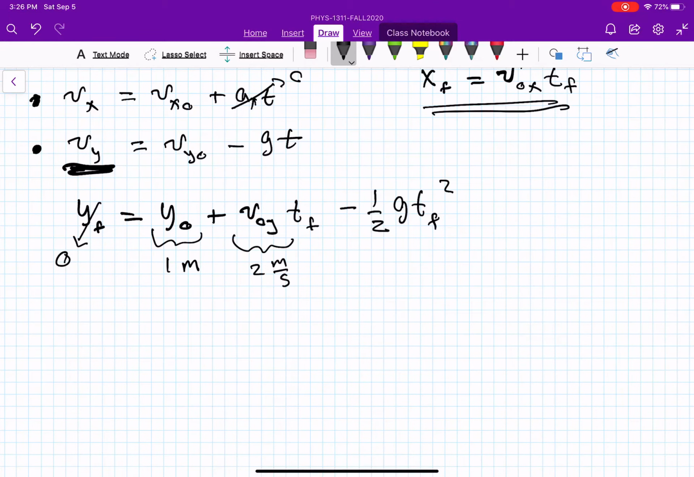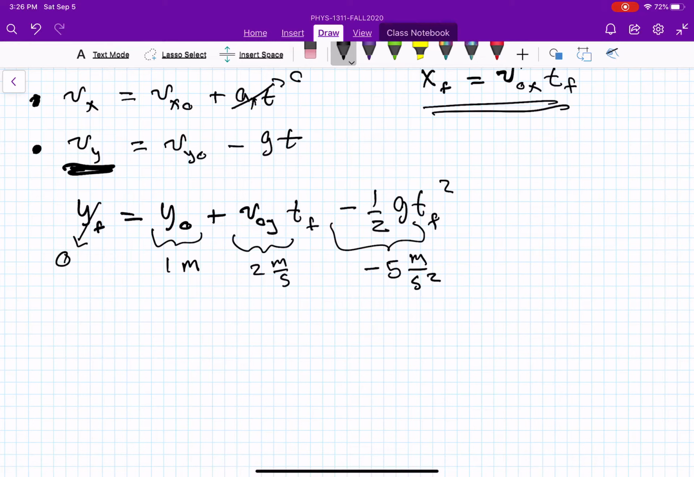And I know g, so I know that this coefficient here, including the minus sign, the coefficient to the t squared is minus 1/2 g. Well, I'm going to approximate g as 10, so this is minus 5 meters per second squared.